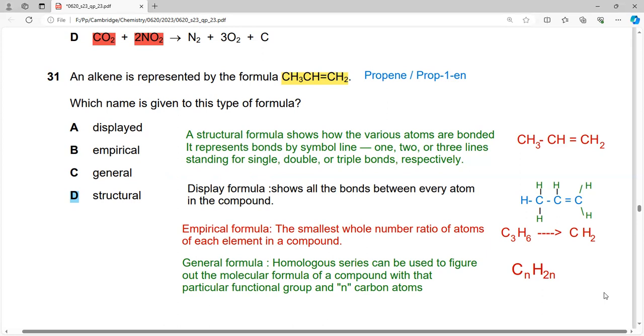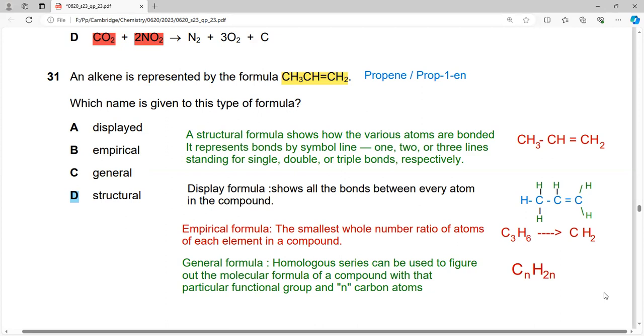We can see there are different forms of the formula given there. A structural formula shows how the various atoms are bonded. Structural formulas give information about whether it's a single bond, represented by a single line, a double bond, represented by a double line, or a triple bond. In this way, this is one form, so it is the structural formula.